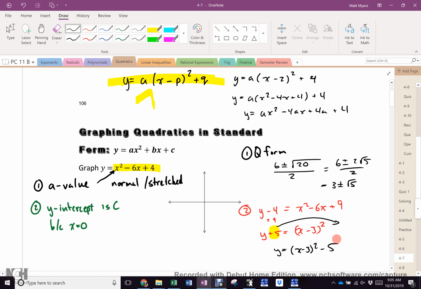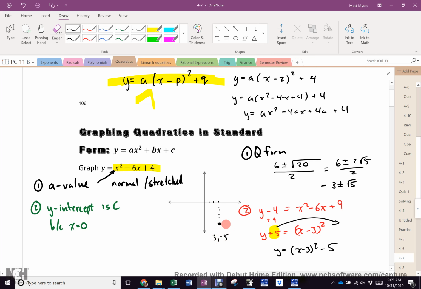It's a Halloween magical miracle. What do I got? Vertex form. Dun, dun, dun. And now we can graph it in 2 seconds, can't we? Where do I go? 1, 2, 3. 1, 2, 3, 4, 5. Is it a normal parabola? Happy normal parabola. So this is 3, negative 5.